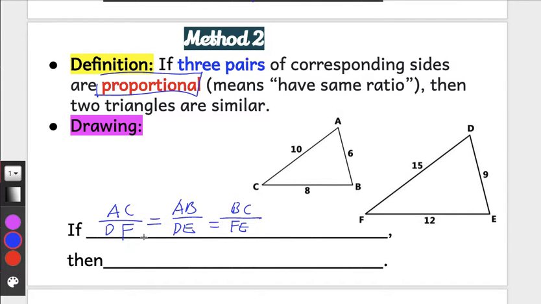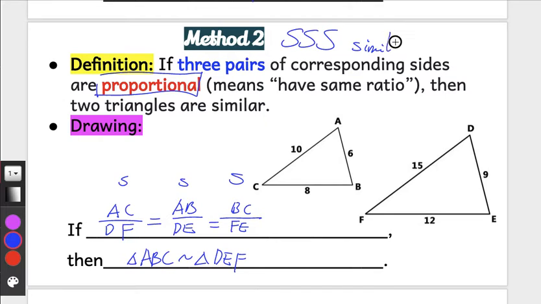So the ratio we can put in a fraction. This equation is telling us the first pair of corresponding sides, the second pair of corresponding sides, and the third pair of corresponding sides have the same ratio. Then we can come to the same conclusion: these 2 triangles are similar. Since we use 3 pairs of corresponding sides, we call this SSS similarity.